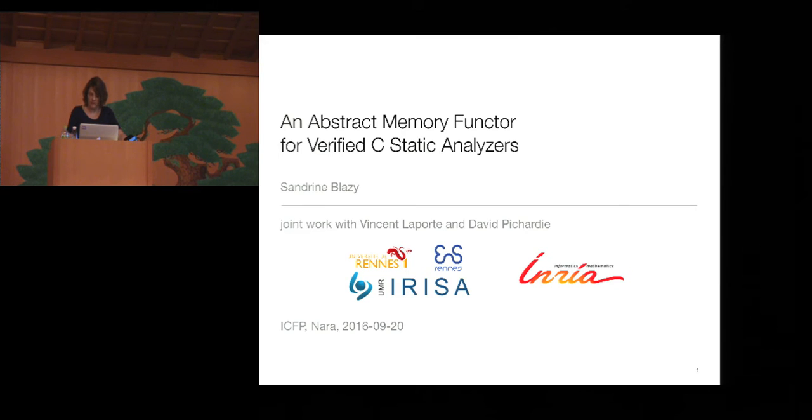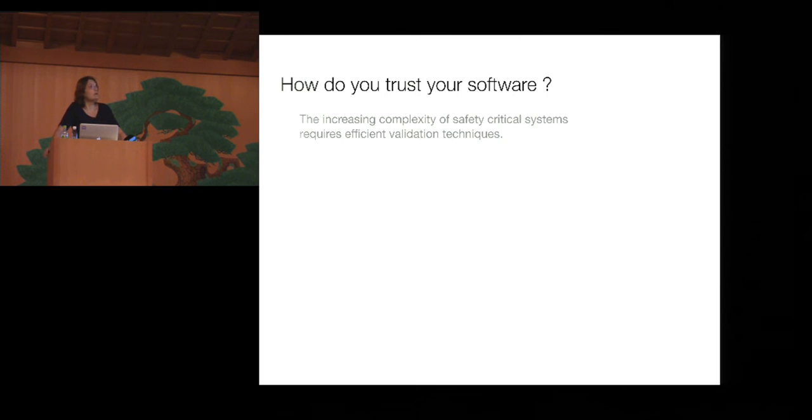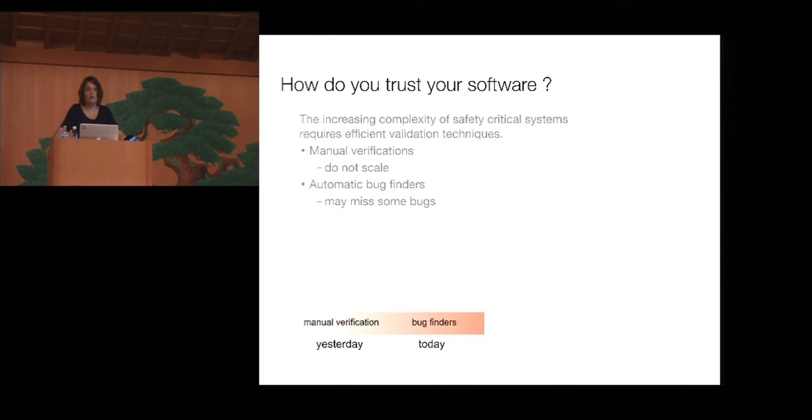And in my talk, I will present an abstract memory functor that is one of the main components of this C abstract interpreter. So our work targets critical embedded software that you need to trust. For instance, when you need to convince an authority that your software is running as expected and as written in the specification, and such critical software is becoming more and more complex. So in industry, a common practice to get this confidence is to perform manual verification, so that you do manual code review. The problem with this technique is that it does not scale.